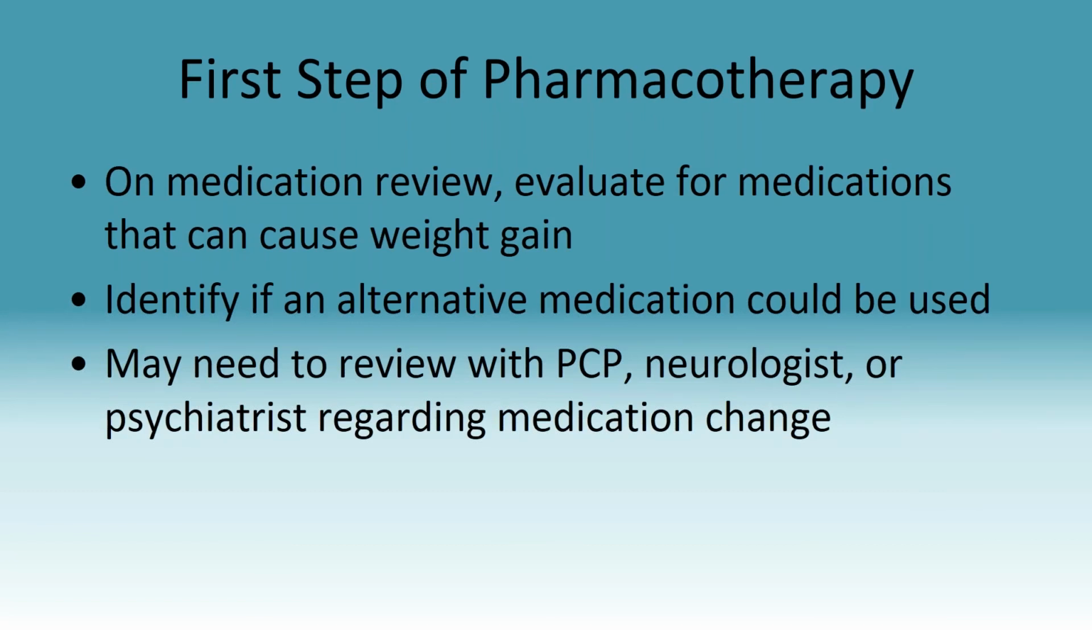So the first step of pharmacotherapy is a medication review to evaluate for medications that can cause weight gain and identify if an alternative medication could be used for that particular disease process that the medication that's causing weight gain could be substituted for. In many cases, you may need to review this with the patient's PCP, their neurologist, or psychiatrist regarding medication change, especially when it's related to an atypical antipsychotic, some of the antidepressants, and mood stabilizers.